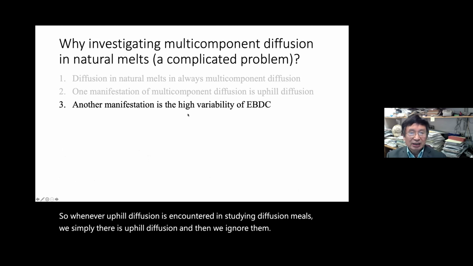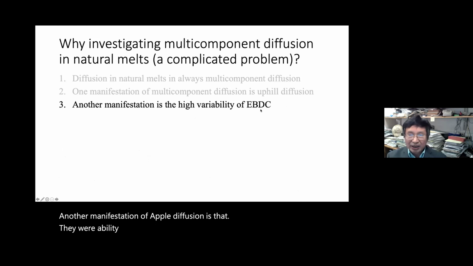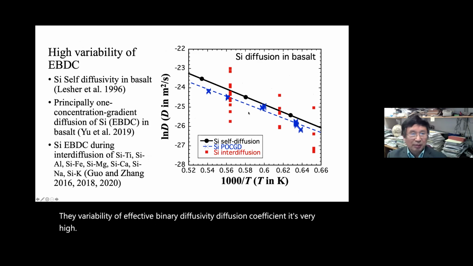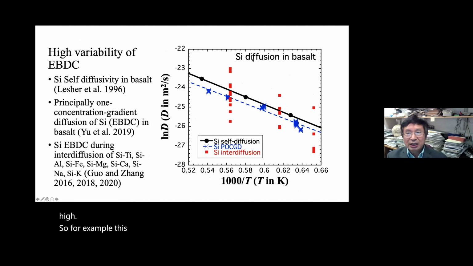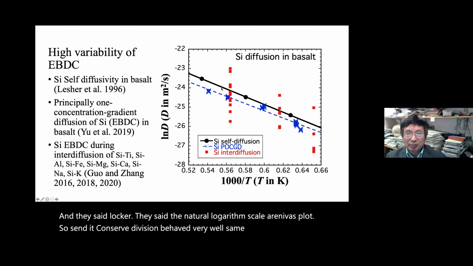Another manifestation of uphill diffusion is that the variability of the effective binary diffusion coefficient is very high. For example, this diagram shows silicon diffusivity in basalt, on a natural logarithm scale, an Arrhenius plot. Silicon self-diffusion behaves very well in basalt.